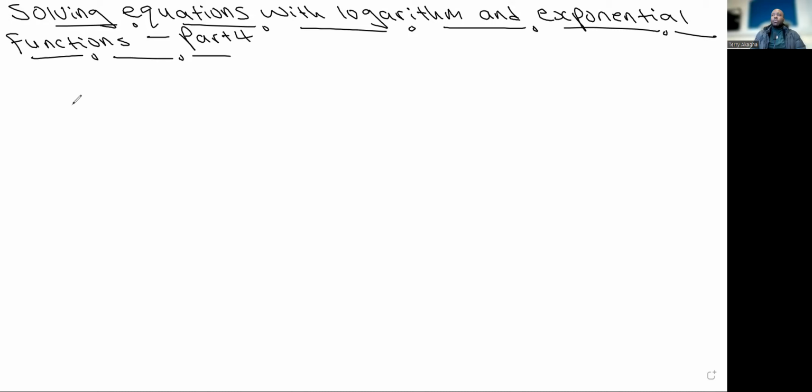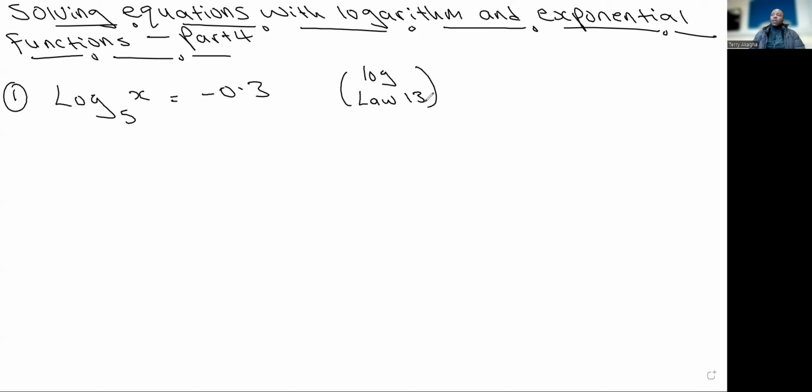All right, let's start. The first example we have here, we have log. Let me write number 1, so it'll be easy. So we have log of x to base 5 is equal to minus 0.3. And we are told to find x. So we're going to convert this to index to logarithm. So this is law 13. So this is going to become x. It's going to become 5 raised to the power minus 0.3. And when you press your calculator for this, it's going to give you 0.617.